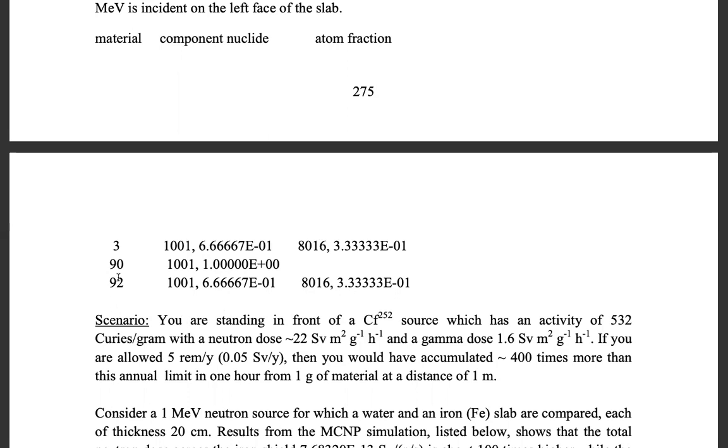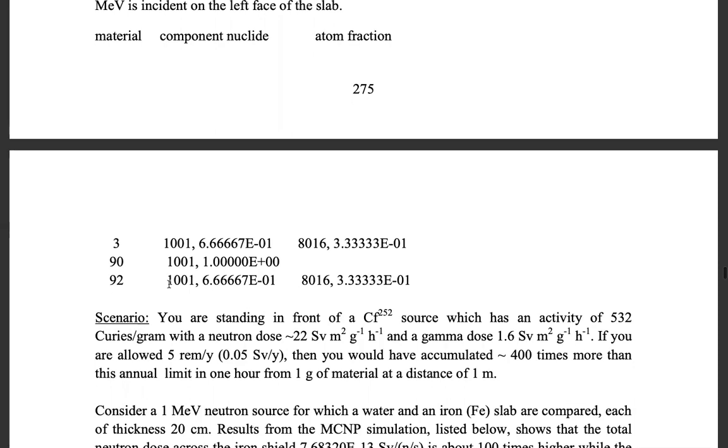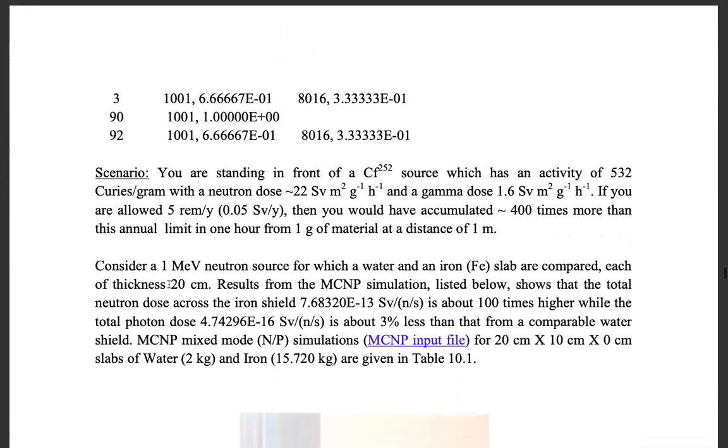Now, I take a material number 90, which is pure hydrogen, because when I want to look at the gamma production in hydrogen, I know that oxygen is not going to produce gammas to that extent. So I'm only interested in the gamma production in hydrogen. Similarly, I'm interested in the gamma production in water. So I can look at 92 material as well as 90.